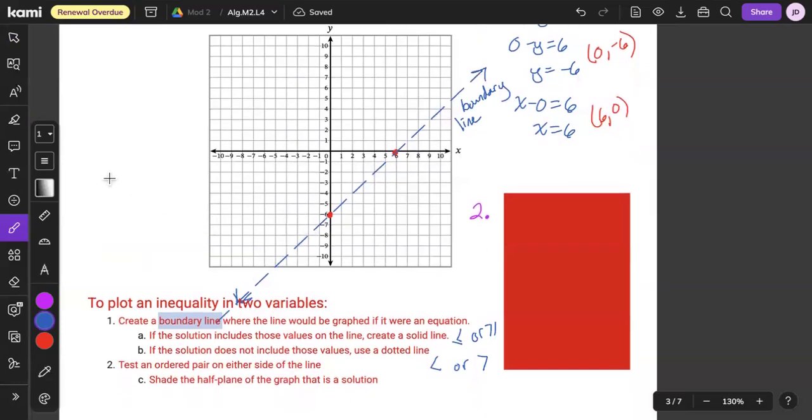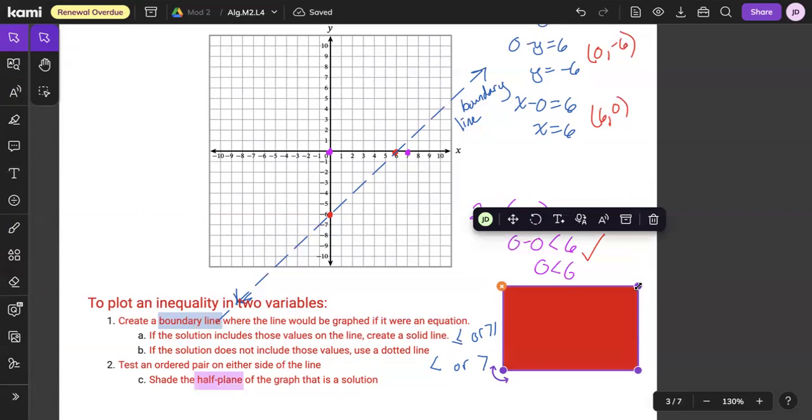After that, we're going to determine which half plane, so that's a new word here, which half plane of the graph is going to be a solution. So what we're going to do to check that is we're just going to pick an ordered pair on either side of the graph to test. So let's keep our numbers easy when possible. So I'm going to use (0, 0), which is on this upper left side of the graph, and (7, 0), which is kind of on the bottom right side of the graph.